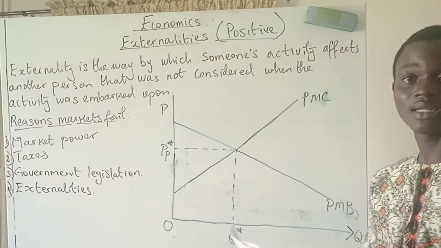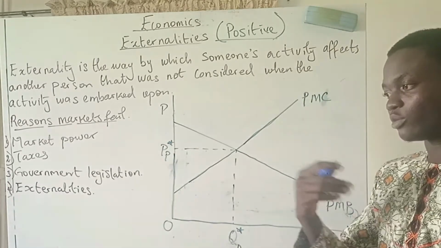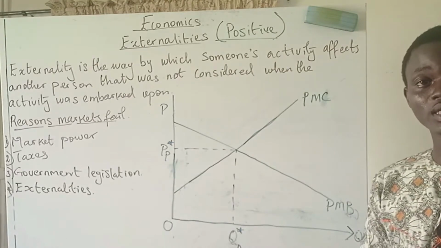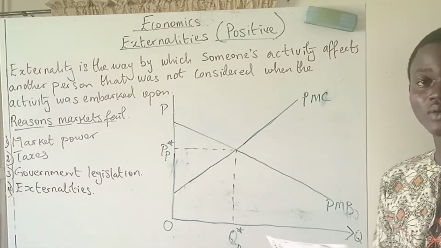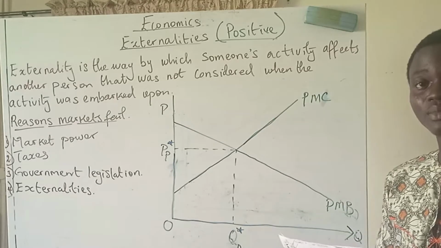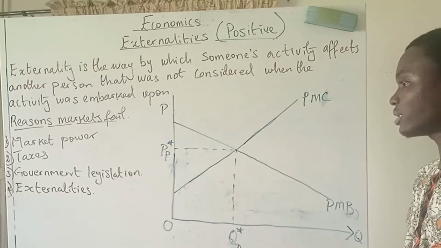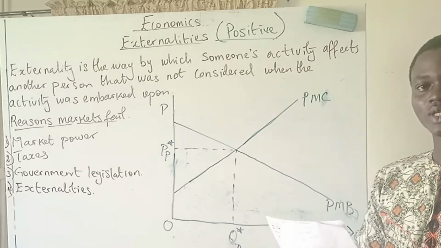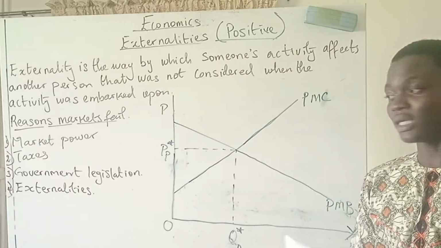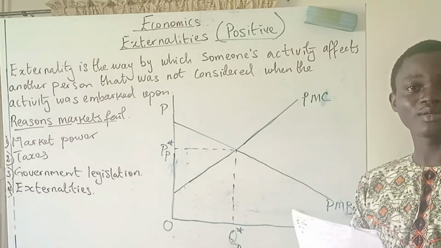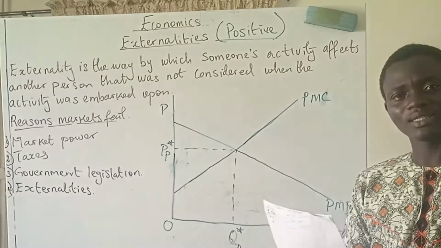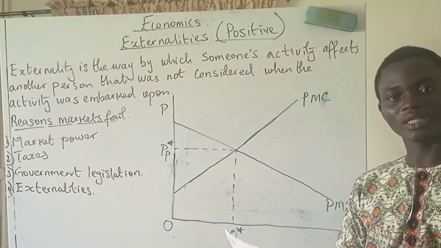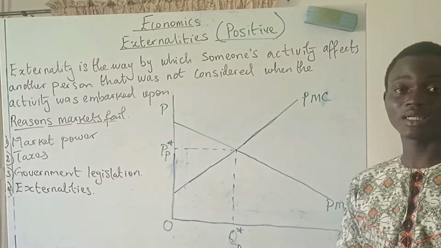Because externality is basically a reason for market failure, and one of the 10 principles of economics says markets can be a good way of organizing economic activity. It's not saying that market is always a good way of organizing economic activity. It could be a good way, but some things could also make markets not be a good way of organizing economic activity.